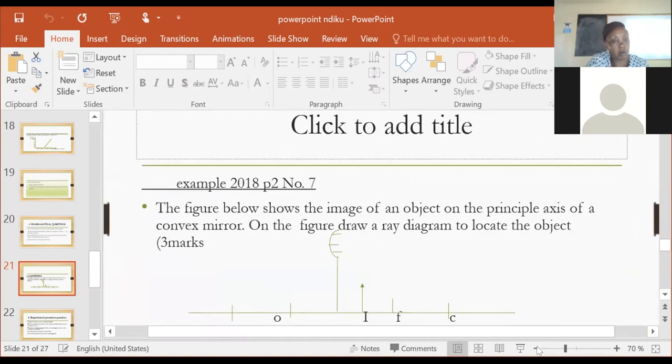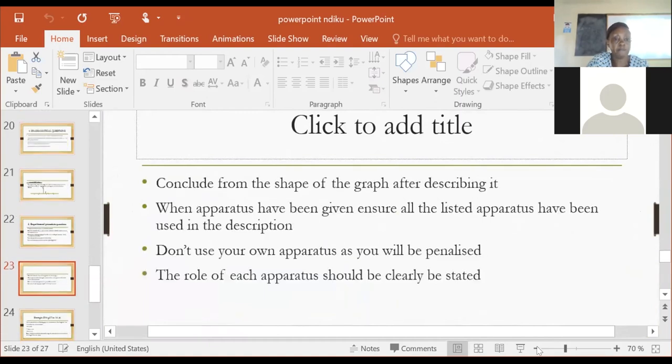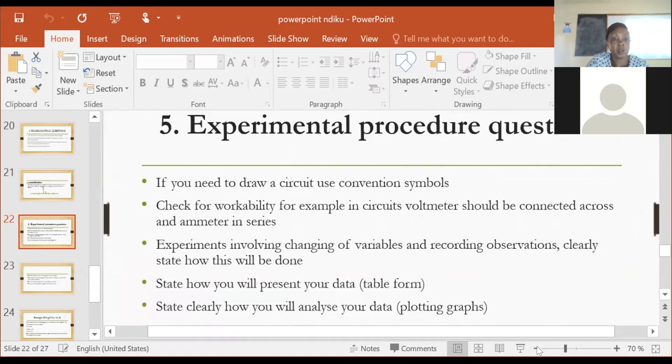So for the diagram, remember you use a straight edge when drawing. We have the next type of questions: experimental procedure questions. These are questions whereby you are given the apparatus.